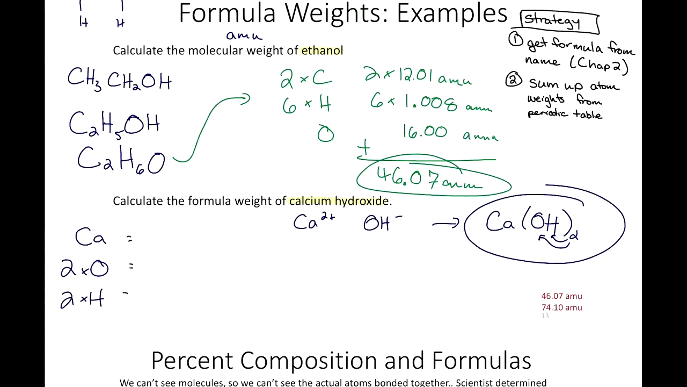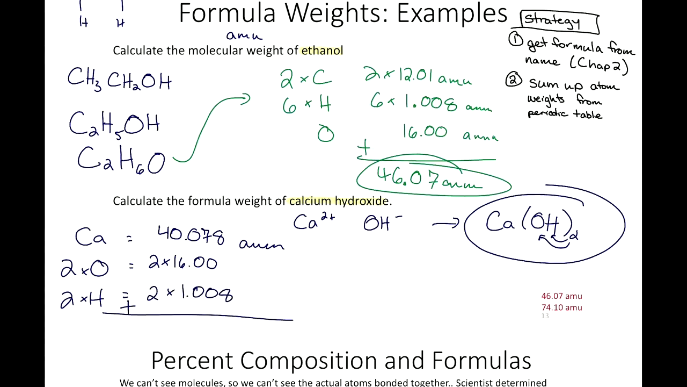All right, so off the periodic table, did I write this down? Maybe calcium, there's 1 of them. It's 40.078 AMU. 2 oxygens, so 2 times 16.00. And then 2 hydrogens, so 2 times 1.008 AMU. Add all of that up. When you add this up, where do we round? 2 decimal places, yeah. And so my answer, oh, it's in the corner, great. So it's 74.10 AMU.